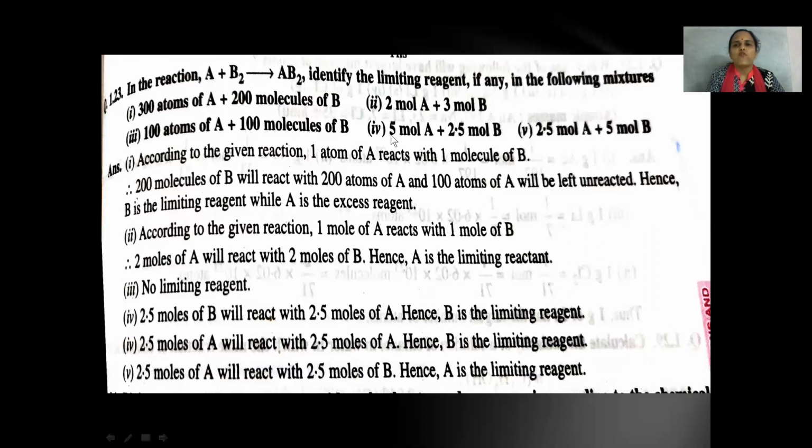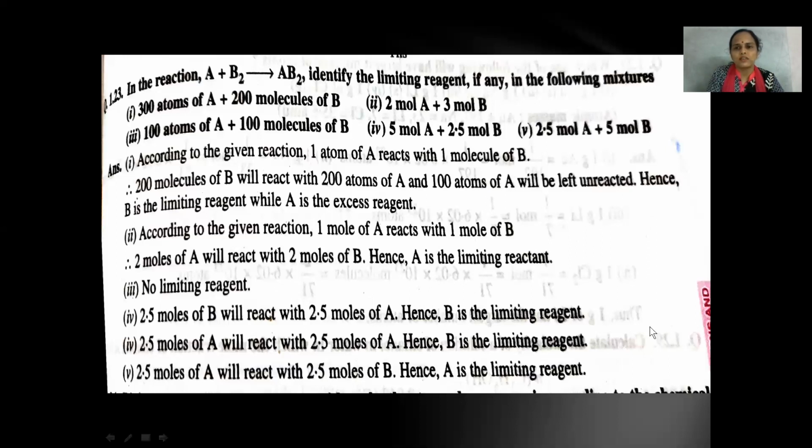Correct? Fourth part of the question, 5 moles of A and 2.5 moles of B. B is present in less amount, so B is your limiting reagent. Similarly, the fifth part, 2.5 moles of A and 5 moles of B. Since A is present in less amount, A is your limiting reagent. I hope this question is very clear to you. First you need to identify the limiting reagent, and the idea is that the one present in less amount is your limiting reagent.